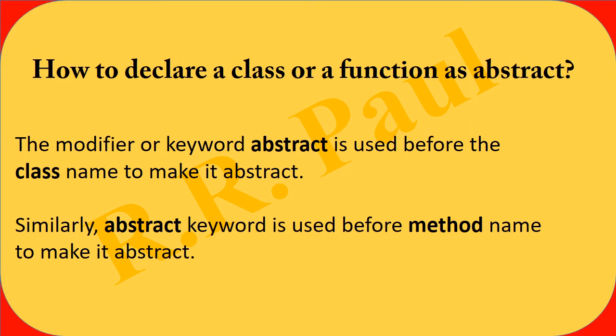Now the next question comes, how to declare a class or a function as abstract? So it's as simple as using a keyword abstract. You use the keyword abstract before the class name and the class becomes abstract. You use the abstract keyword before the method name, the method becomes abstract.